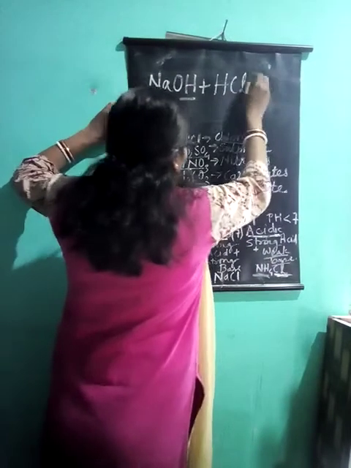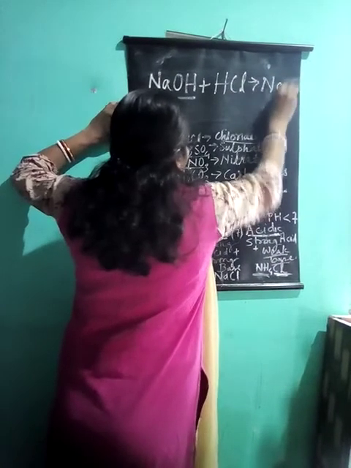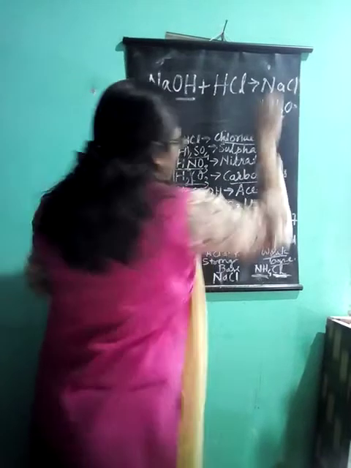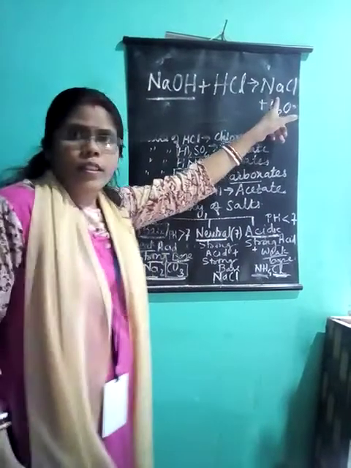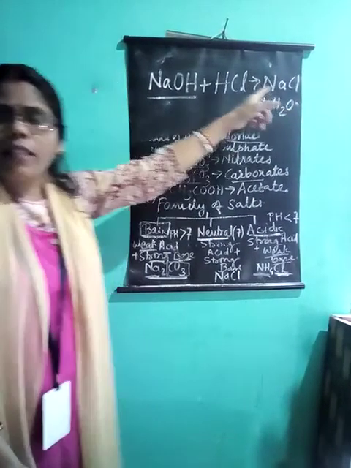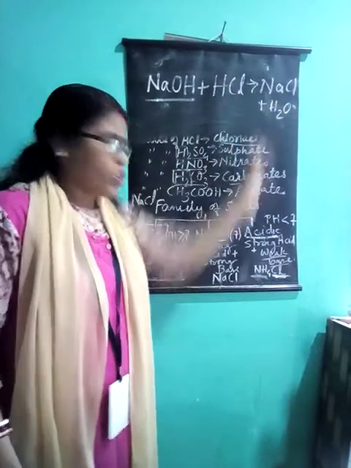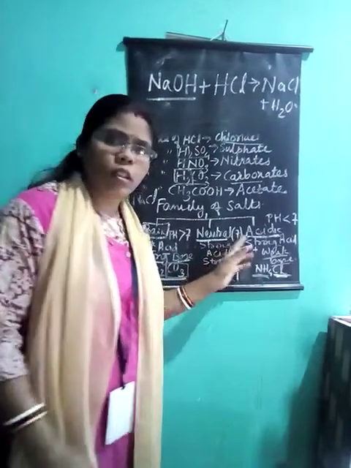So these both are strong. What is formed? NaCl plus H2O. So this is your neutral salt. NaCl, which you call common salt, is a neutral salt. Its pH is 7. Got it?